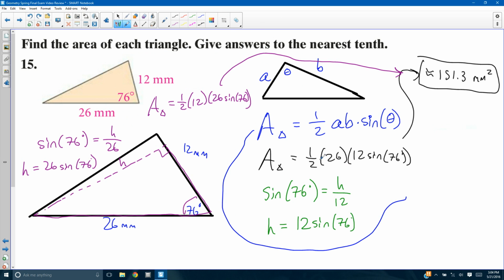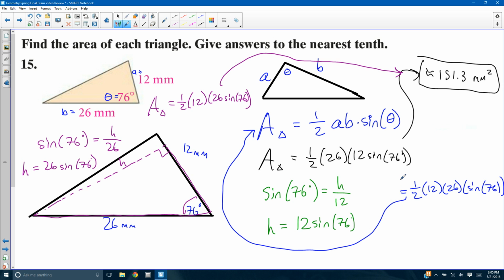Now, I've made mention of this guy over here, this 1/2 AB sine of theta right here. If I actually looked at the original triangle, if I called this A, I called this B, and I called this theta, then the area would be 1/2, 12, 26, sine of 76.